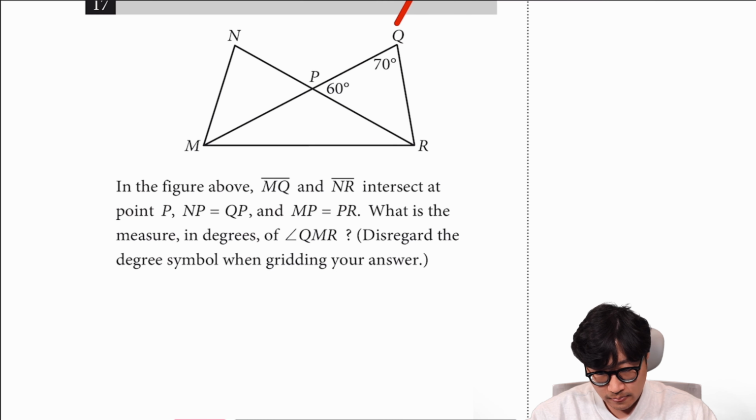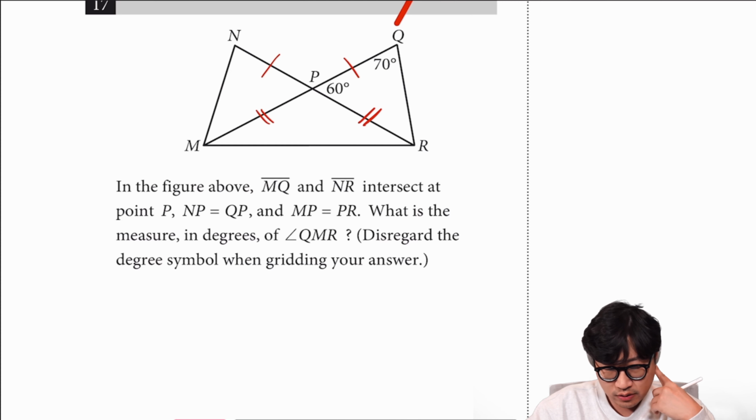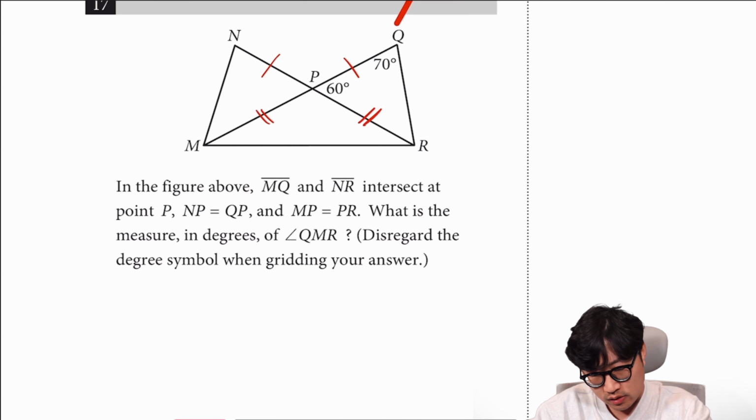Okay, and then NP is equal to QP. So let me just mark that. And then MP is equal to PR. So MP is equal to PR. Okay, so some isosceles triangles. What is the measure in degrees of the QMR? So we're looking for this one right here.